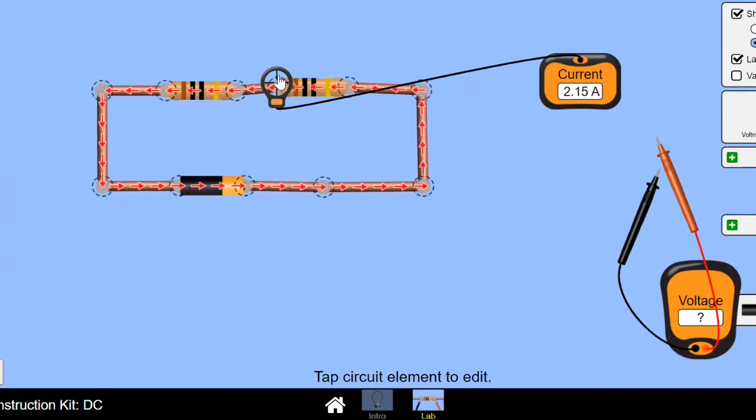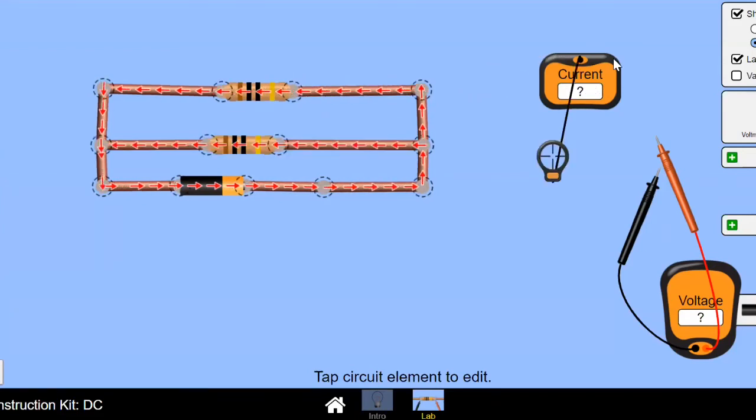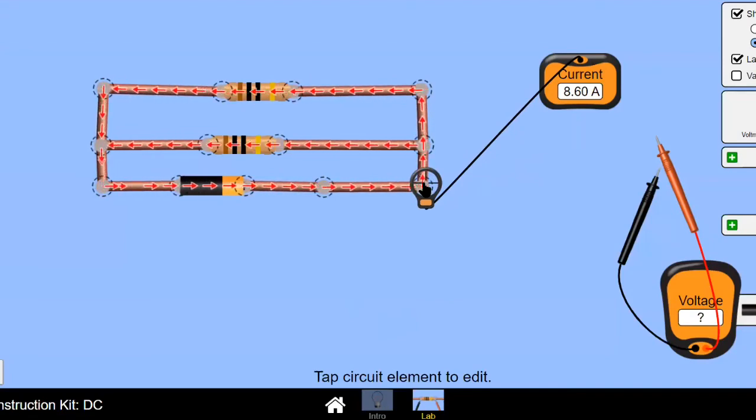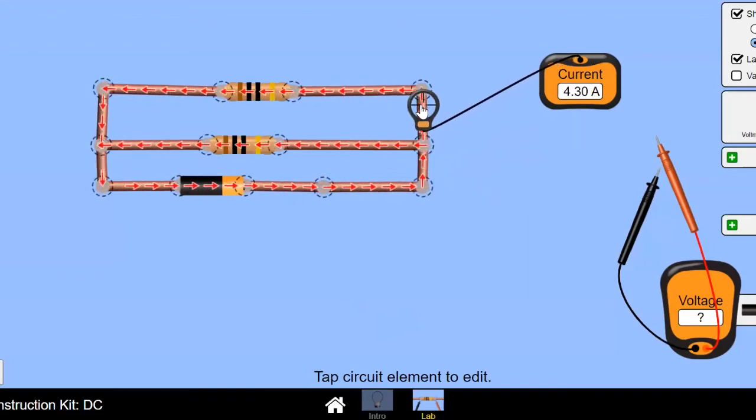Right now, let's look at a parallel circuit. I have a parallel circuit and I want to measure current in different parts. So firstly, I want to consider this junction here. And I want to measure the amount of current going in the junction. So the current going in the junction is 8.60. So the current in the junction should be equal to the current out of the junction if Kirchhoff's current law is right. Let's see. So 8.60 going in, okay.